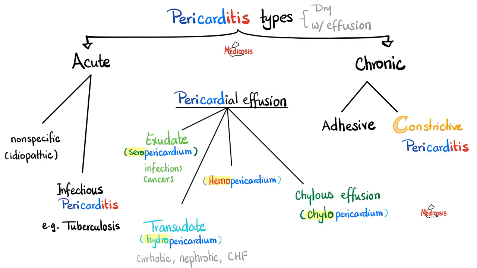Next, if you stabbed my heart, hemopericardium, that's blood. If I injured my thoracic duct, I get lymph, a chylous effusion. All of this could be acute pericarditis. How about chronic? There's chronic adhesive pericarditis. There is also chronic constrictive pericarditis, which was the topic of the last video. And we talked about my C mnemonic in that video.